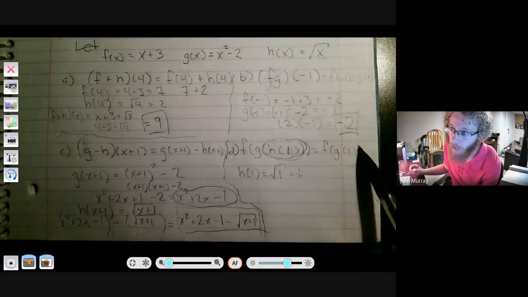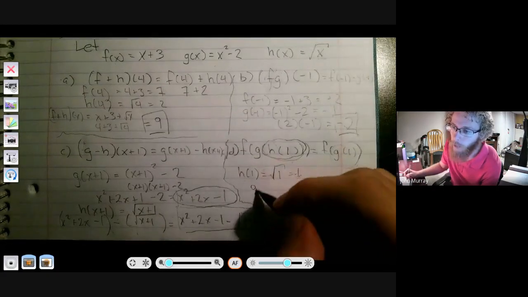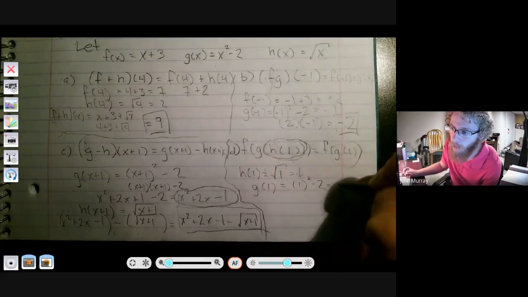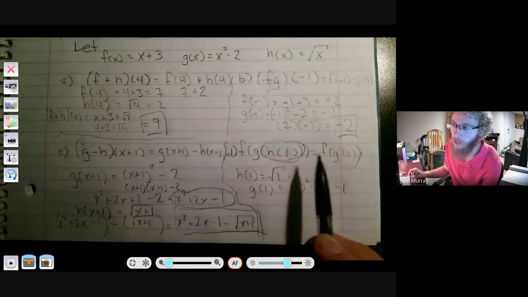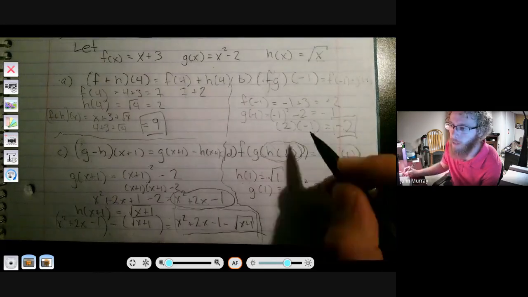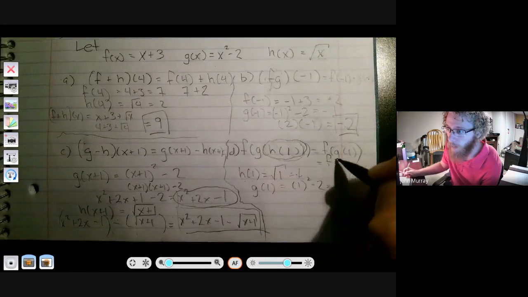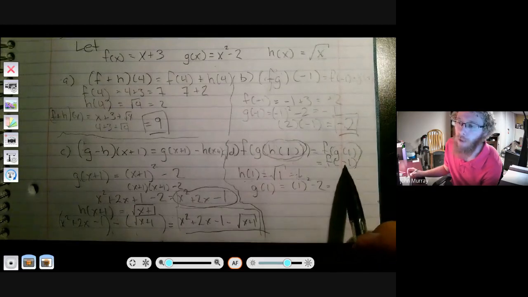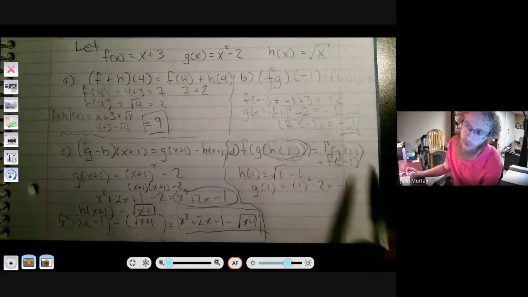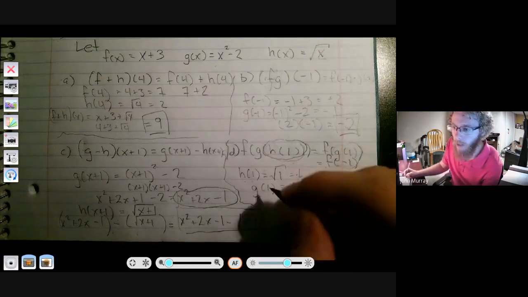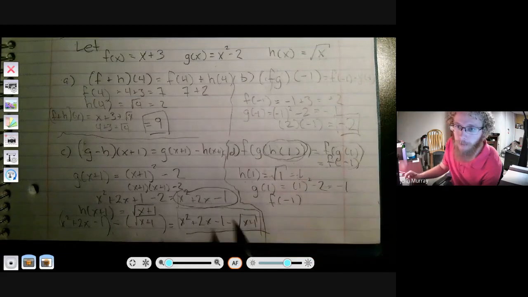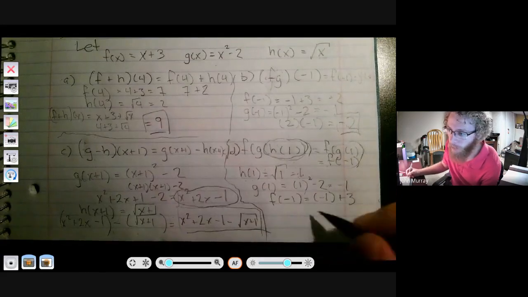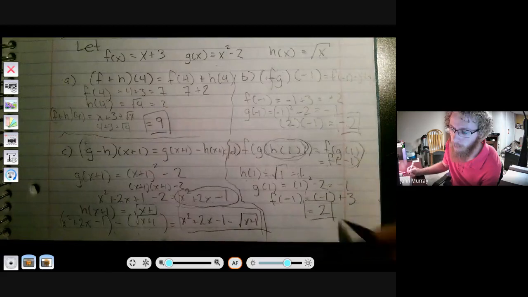So again, we work with the inside. So I'm going to look at g of 1. So g of 1, that's going to be 1 squared minus 2. So that gives me negative 1 now. So g of 1 is negative 1. So I'm going to substitute that in. And now I want to calculate f of negative 1. Right? And now this is our last step. There's nothing else on the outside. So f of negative 1, go up here. We have negative 1 plus 3, and that is 2.